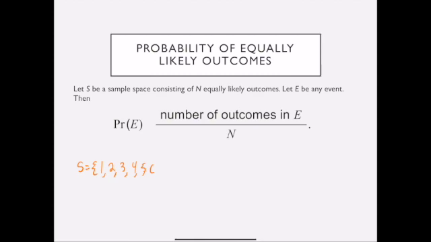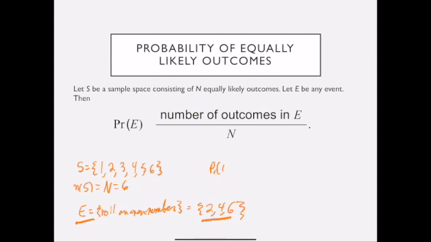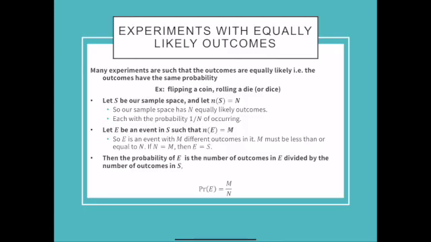Let's let E be the event that I roll an even number. That means I've got 2, 4, 6 as part of event E. So how many outcomes are there in E? Well, there's 3. So the probability of E, which is rolling an even, is going to be 3 out of 6. So 1/2. Half the time you're going to roll an even.